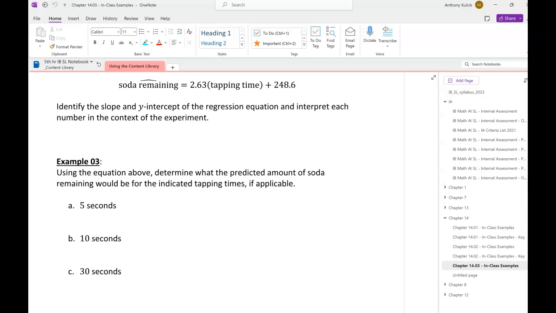And then for 30, 375. Nope. You didn't make an error on your calculator, though. What's the key phrase in this question? If applicable. Why am I shaking my head at 30 seconds? Yeah, this is extrapolation. 30 seconds should be disregarded as inapplicable.